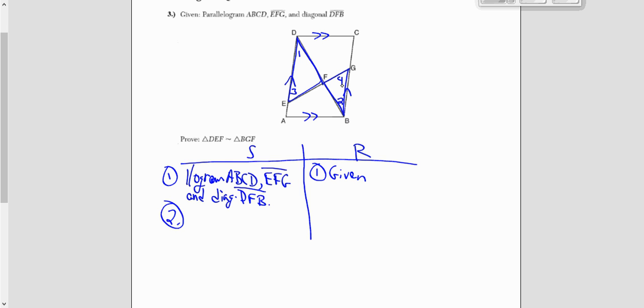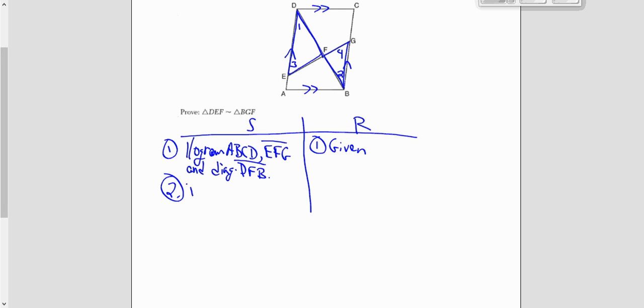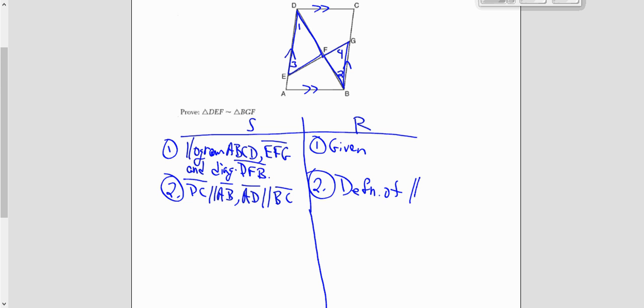So let's just say that DC parallel to AB, and let's get the other pair in there just to be safe. And then AD parallel to BC. Okay? Jeff, this is definition, right? Because it's a parallelogram. So definition of parallelogram. Or if you want, you can say parallelograms have both pairs of sides parallel. But this is short.